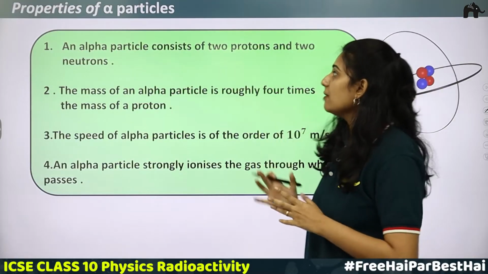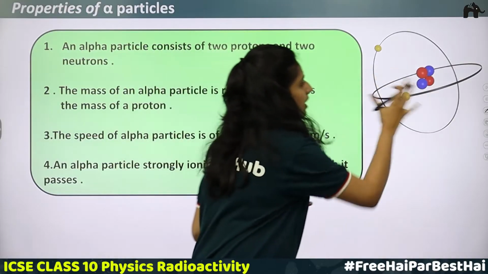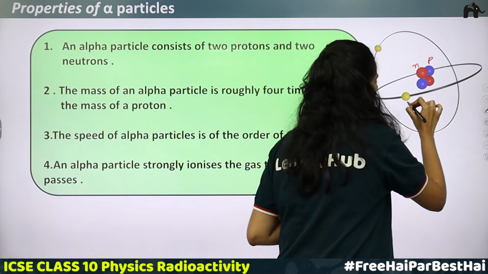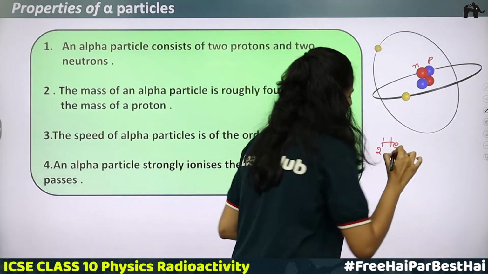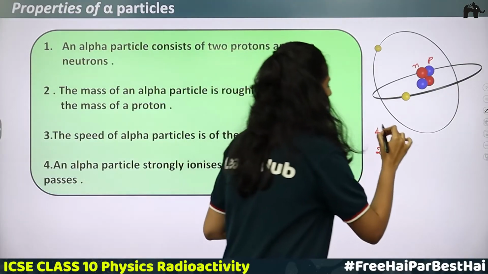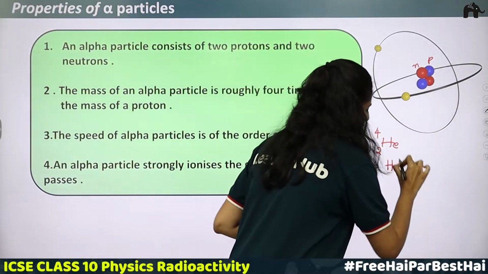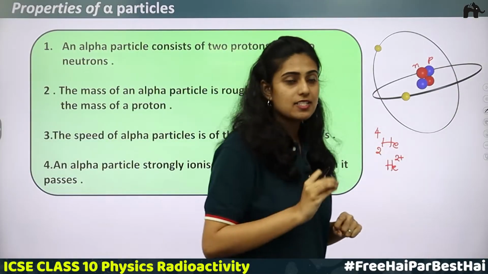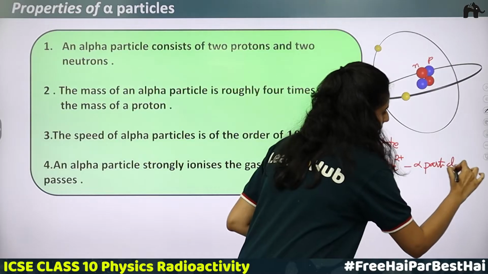First property, an alpha particle consists of 2 protons and 2 neutrons. So here you can see a helium atom. A helium atom contains 2 protons, 2 neutrons and 2 electrons. Okay. So this is how you represent a helium atom. Helium atom, the atomic number is 2 and mass number is 4. Now, when you take a doubly ionized helium atom, that is He2+, it doesn't contain any electrons. So a doubly ionized helium atom is an alpha particle. Okay, this is how you represent an alpha particle.